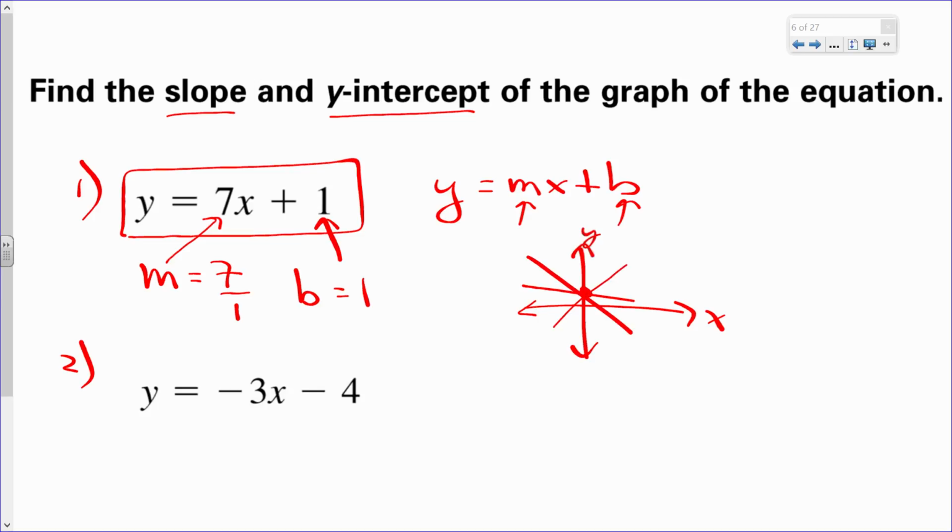It may look like that. I don't know. But I do know that it crosses the y-axis at 1, which is the y-intercept.